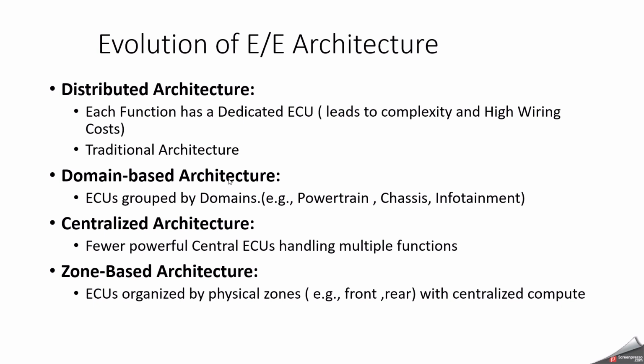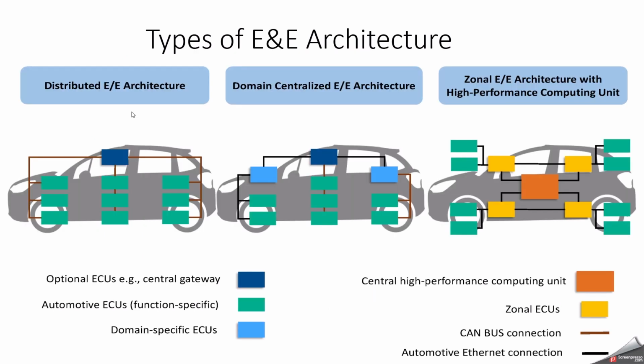In domain based architecture, ECUs are grouped by domains, for example powertrain, chassis, infotainment. In centralized architecture, the industry used central ECUs to handle multiple functions. The next one is zone based architecture. Here ECUs are organized by physical zones, for example front and rear, with centralized compute power. Now we can discuss each of these in more detail.